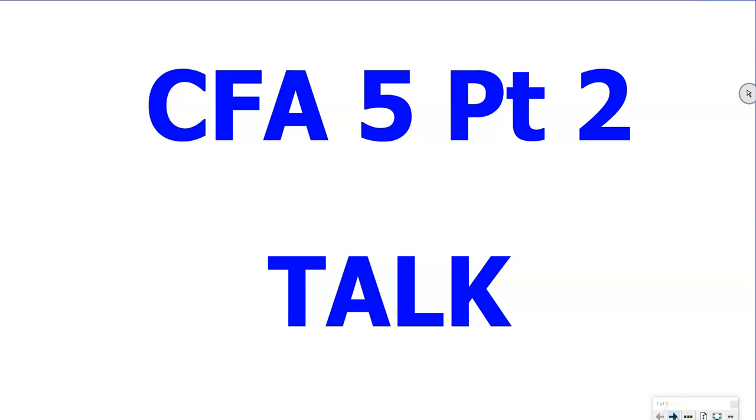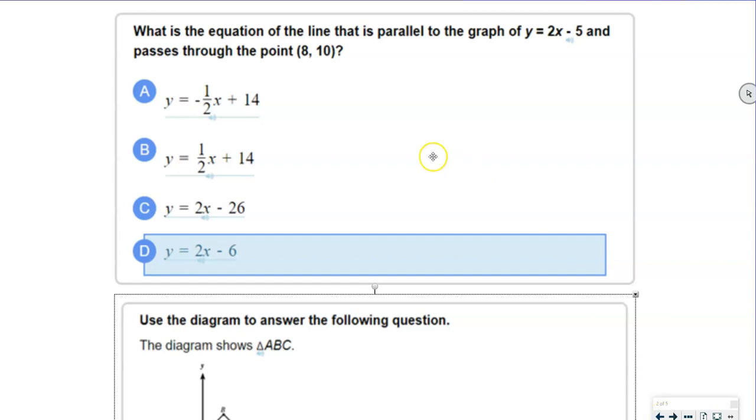So in this video today, going to go over CFA 5 Part 2. The first question says, what is the equation of the line that is parallel to the graph of y is equal to 2x minus 5 and passes through the point (8, 10)?